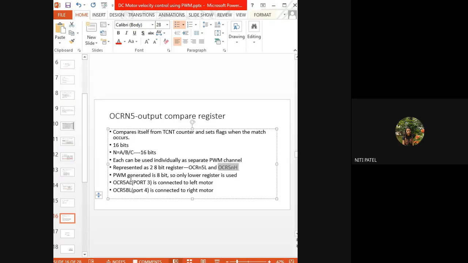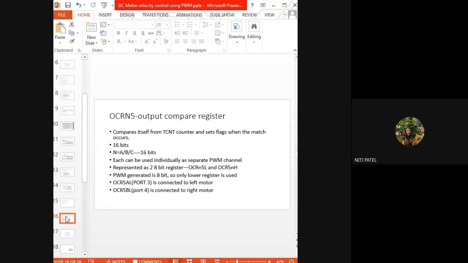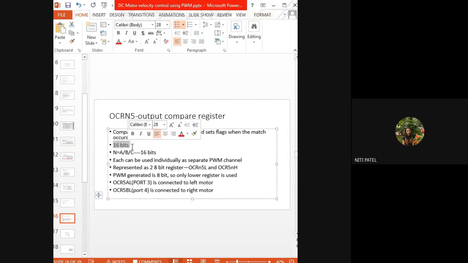Okay? PWM generated is 8 bit, so only lower register is used. तो अभी जो हमारा waveform generate हो रहा है वो कितने bit का है? सिर्फ 8 bit का है. Why? Because I have used fast mode 8 bits. Do you remember? It is selected fast mode as 8 bits. तो हमारा सिग्नल कितना bit का generate होगा? 8 bit का. तो भले ये 16 bit का है, out of which I am going to use only lower 8 bits. I won't be using higher 8 bits. Why I won't use higher 8 bits? Because my signal generated is only of 8 bits. Okay, so I won't be using the higher 8 bits.